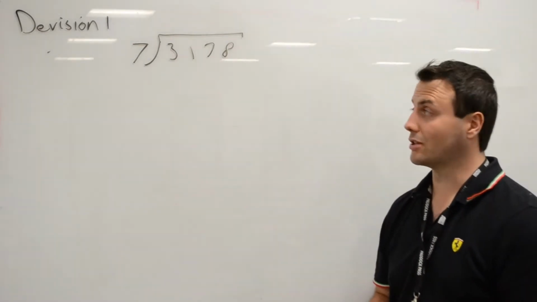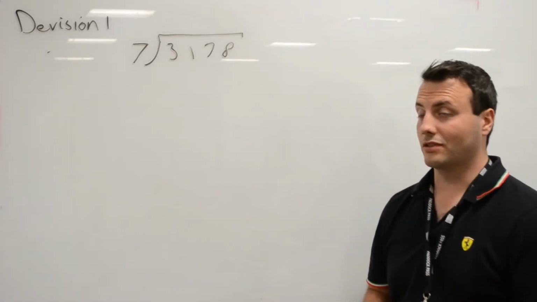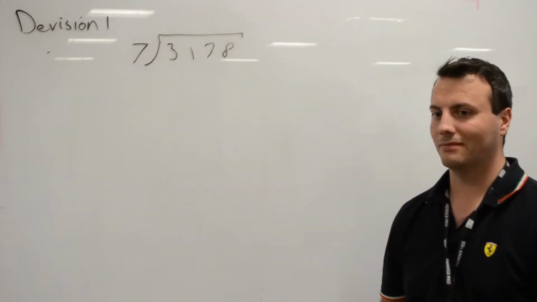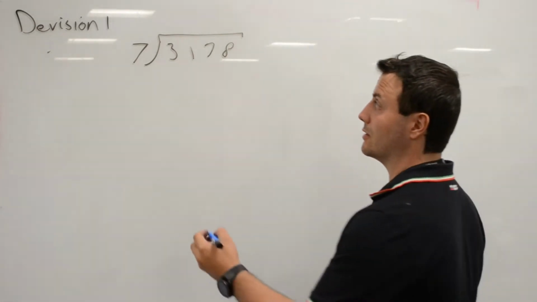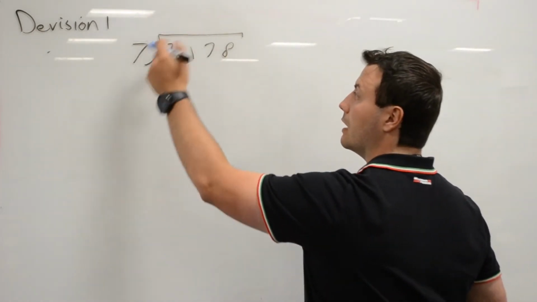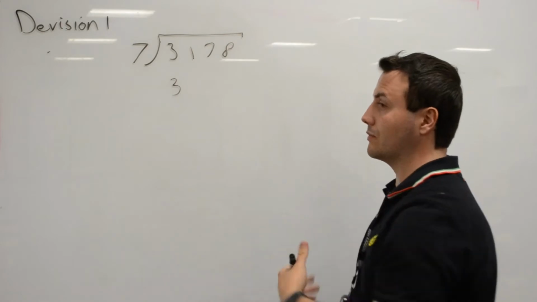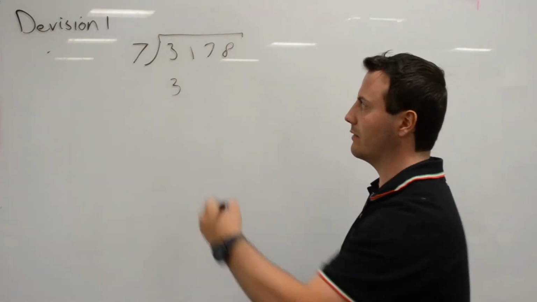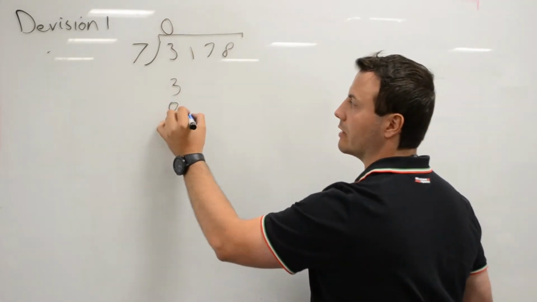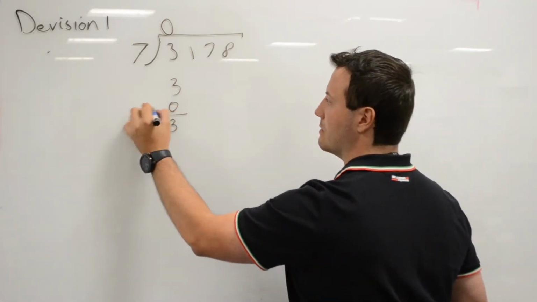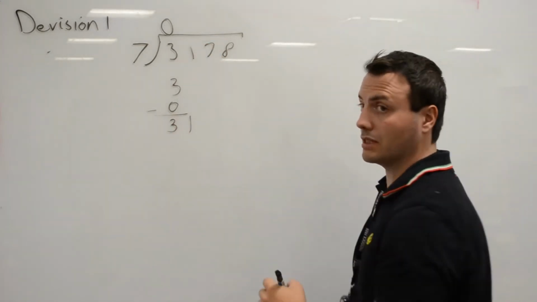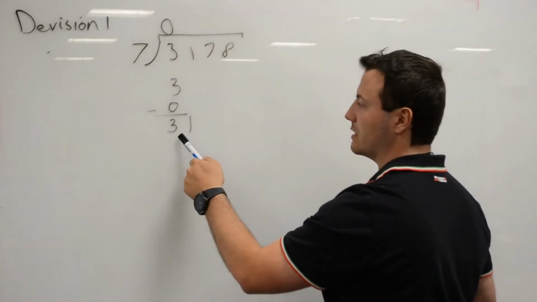So a chance for you to practice the question: 3,178 divided by 7. Give the video a pause, and then carry on and we'll look at the answer. So, the answer to the question. First of all, bring the 3 down. How many 7s fit into 3? Well, 7 is bigger than 3, so no lots of 7 in this case. So 3 minus 0 is going to be 3. For the next column, bring 1 down, gives us 31.